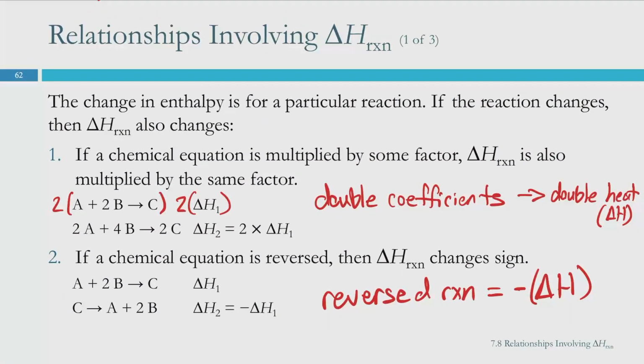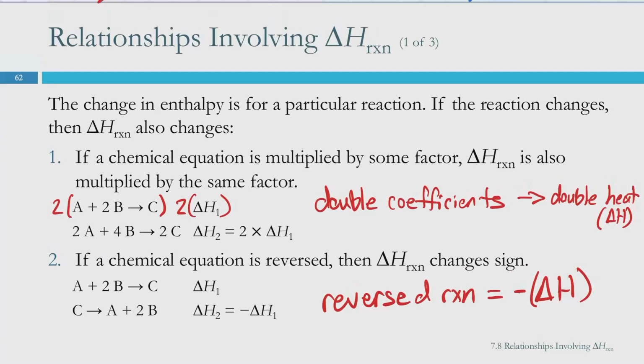When we are doing the heat of a reaction or enthalpy change of a reaction, if our reaction changes, then our heat of the reaction will also change. So if a chemical equation that we've got a heat of reaction for is multiplied by some factor, we're going to multiply the heat of reaction by the same factor. So we can double it. That would double all the coefficients in our reaction, and it would also double our heat of the reaction.